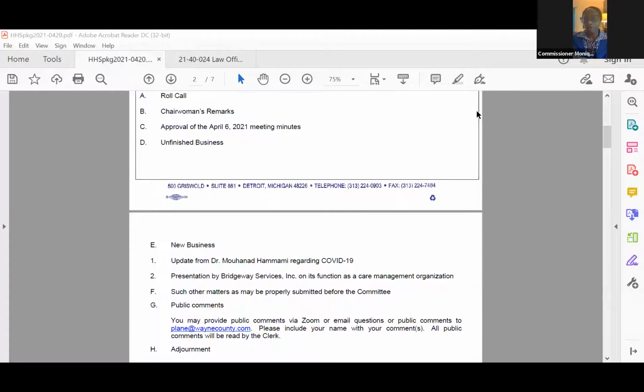Thank you, Madam Clerk. Next item. C, approval of the April 6, 2021 meeting minutes. Is there a motion for approval? It's been moved and supported. All those in favor? Aye. Aye. Aye. The motion passed. Next item, please. D, unfinished business. There is none listed.